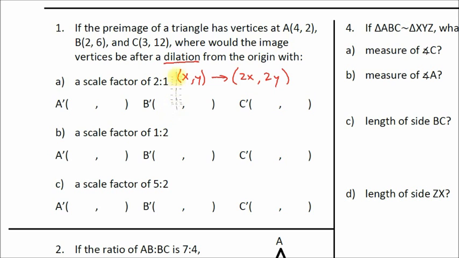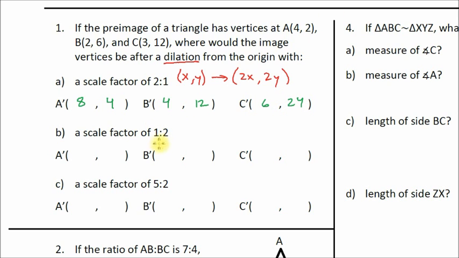We're going to multiply the x and the y value by our scale factor of 2 over 1, or 2. So in this case, A had an x value of 4, multiply that times 2, and that gives us 8. And then it had a y value of 2. 2 times 2 is 4. And then so on. You multiply every existing vertex x and y value by the scale factor of 2, and you're going to end up with 4 and 12 and 6 and 24. Let's take a look at the next one.